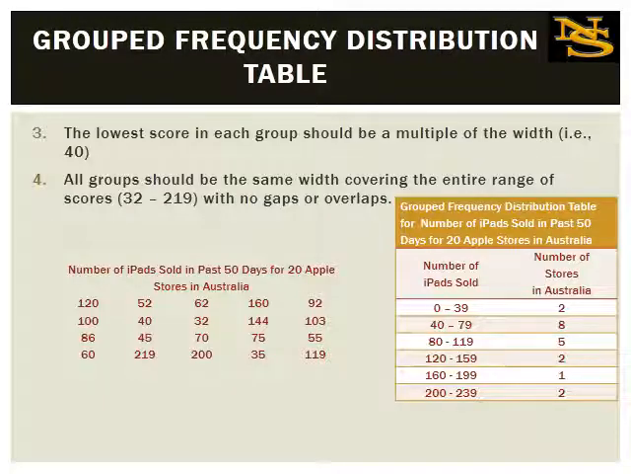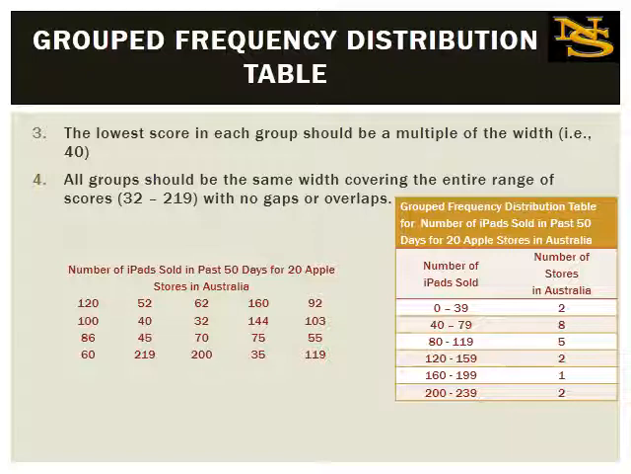So now that we've figured out the width that we need to have for each of our groups, we need to start working on figuring out where to begin with our groups. So you really want to make sure that you capture the lowest value in your data set, which in this case is 32, and the highest value in your data set, which is a 219.